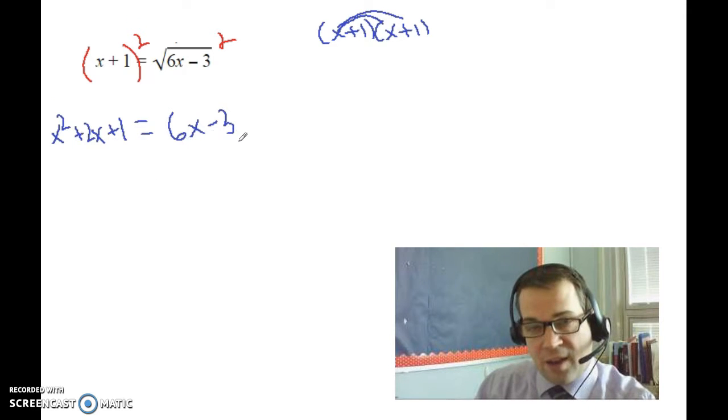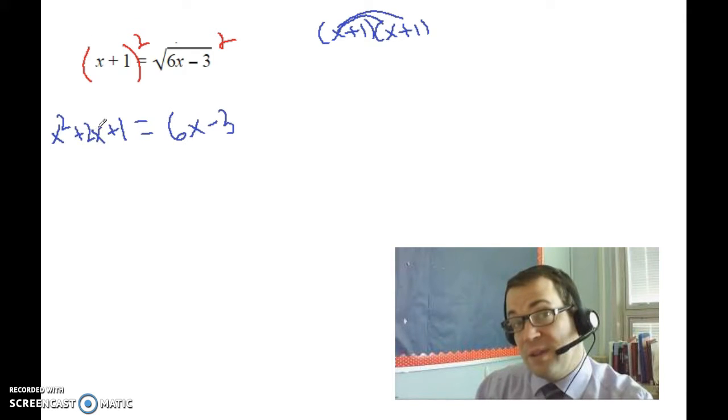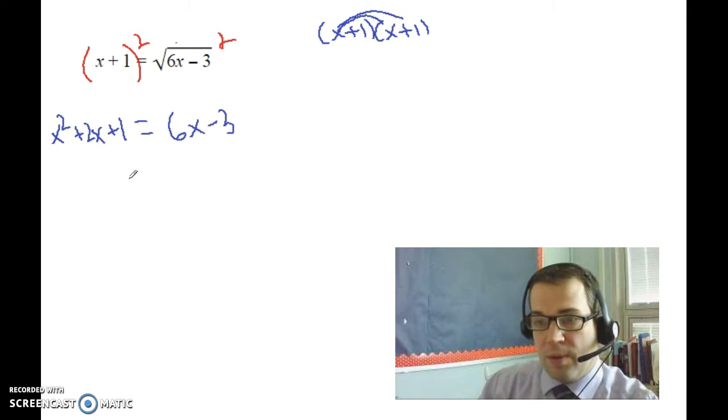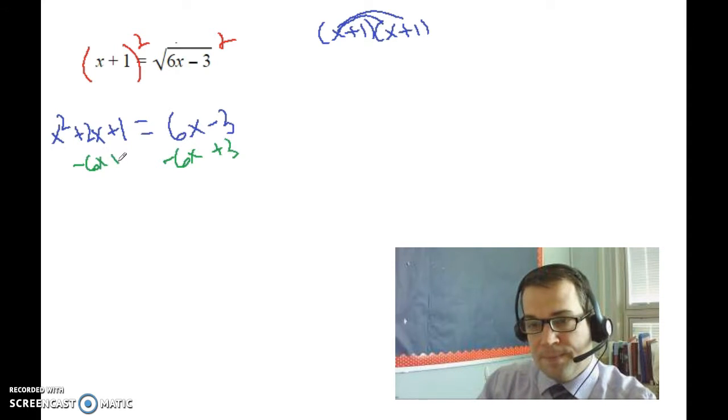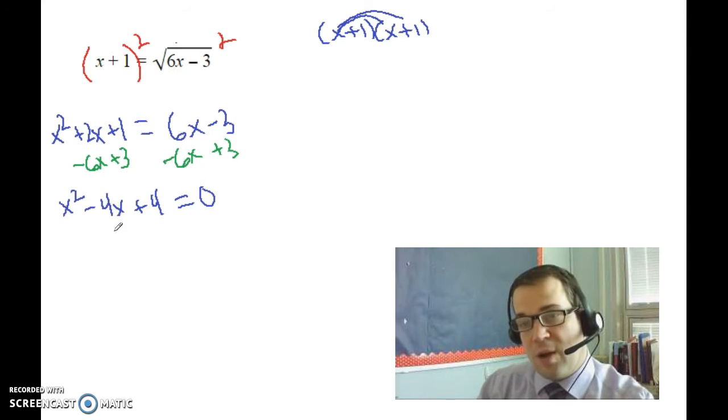This does make a quadratic equation because I have an x squared term, I have an x term, and so I need to get one side equal to 0. So I will subtract the 6x and add 3 to both sides. And what's going to happen is I'll get, of course, x squared. These guys make a negative 4x. These guys make a positive 4. That'll equal 0.